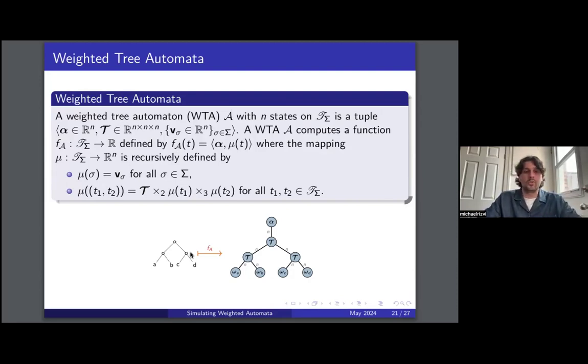So what do tree automata do exactly? Well, as I said, what they do is really take a tree as input and compute a function on it, producing some output. Here's a little computation diagram of this.